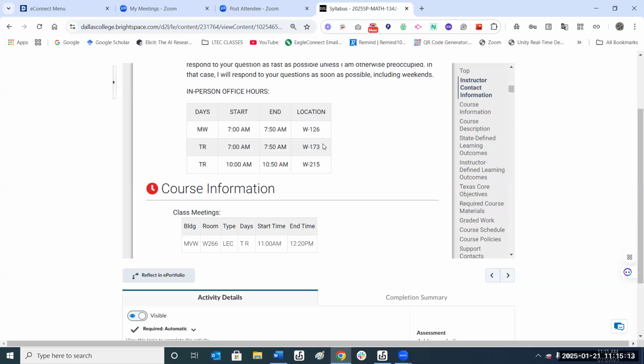are scattered out. On Monday, Wednesdays, my office hours are from 7 to 7:50 in room 126. On Tuesday, Thursday, from 7 to 8:50, room 173. On Tuesday, Thursdays, from 10 to 11, I'll be in my office. But that's not my only office hours. Other than that, I'm available 24/7.